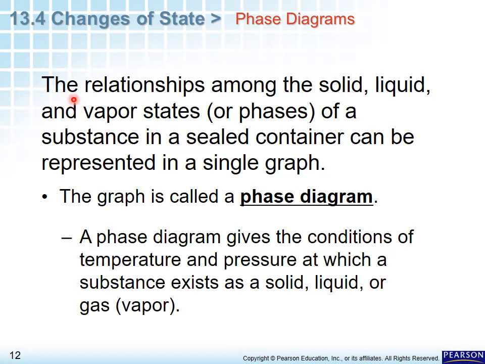So let us start with this. The relationship among the solid, liquid and vapor states, or phases, of a substance in a sealed container can be represented on a single graph. This graph is called a phase diagram. A phase diagram gives the conditions of temperature and pressure at which the substance exists as solid, liquid or gas, which is vapor.